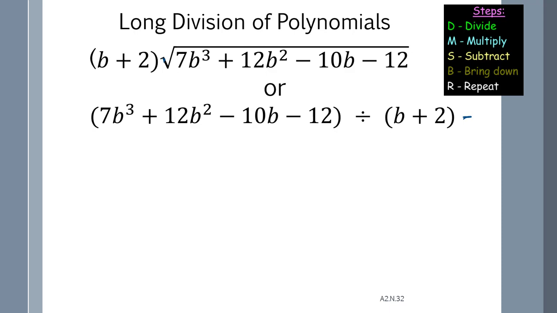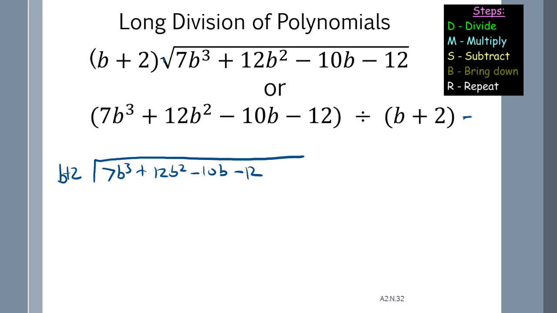So we'll simply say we got b plus 2 dividing into 7b cubed plus 12b squared minus 10b minus 12.